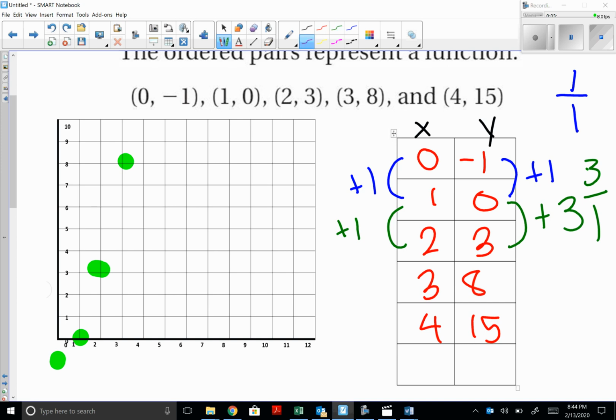To go from 3 to 8, I'm adding 5. And to go from 2 to 3, I'm adding 1. That has a rate of change of 5 over 1. Definitely not equivalent to 3 or 1. Lastly, to go from 8 to 15, I'm adding 7. And to go from 3 to 4, I'm adding 1. That one had a rate of change of 7. So again, this can't possibly be linear because the rate of change is not constant.